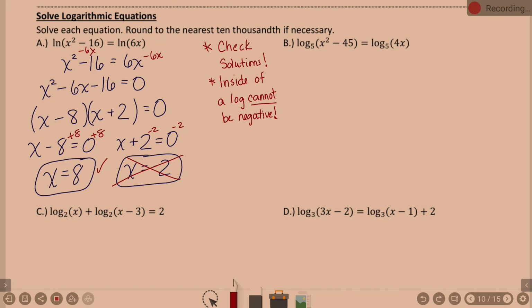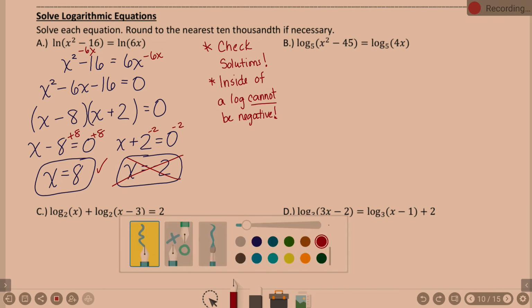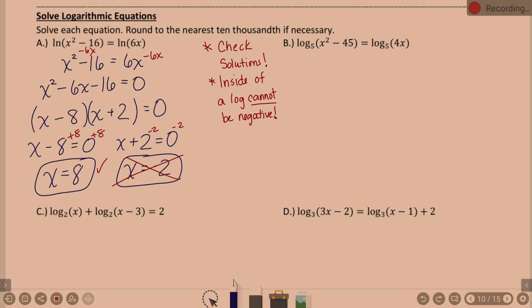Have you started B? What's going on with B? We have log base 5 of x squared minus 45 equals log base 5 of 4x. Log base 5 equals log base 5. What's that mean is going to have to be true? Inside equals inside, yes? So similar to the last problem. X squared minus 45 has to equal 4x.